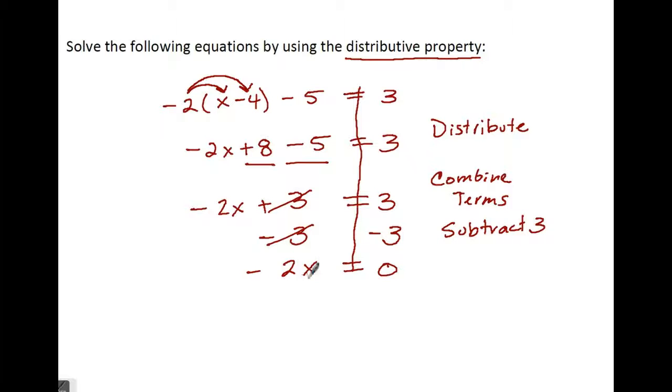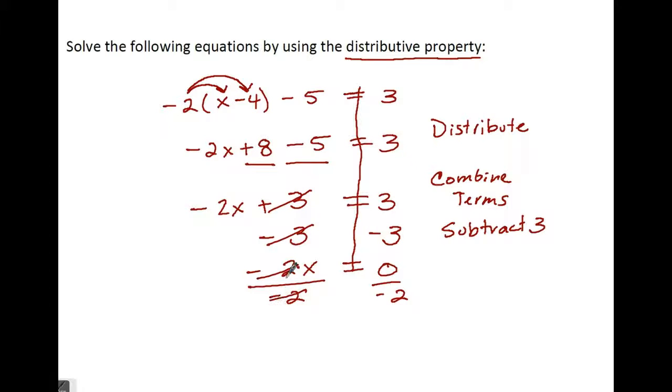Okay, so now we have negative 2x equals 0. In order for us to solve for x, we need to divide, because we have negative 2 times x, so the opposite of multiplication using inverse operations is to divide. So we're going to go ahead and divide both sides by negative 2.